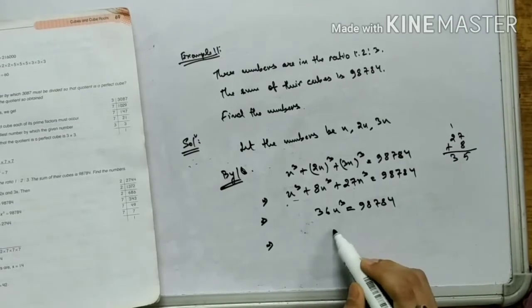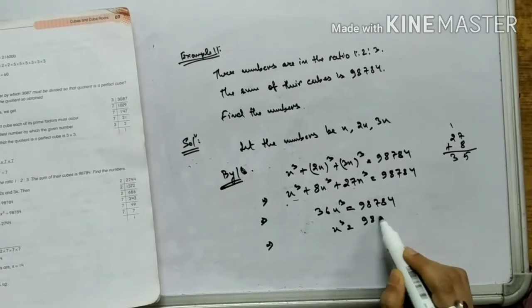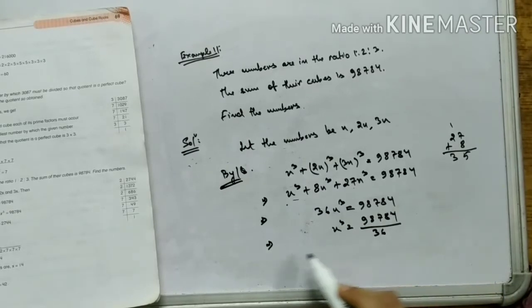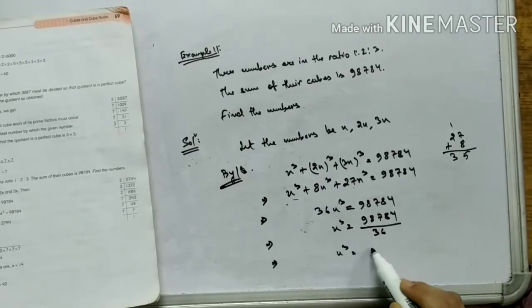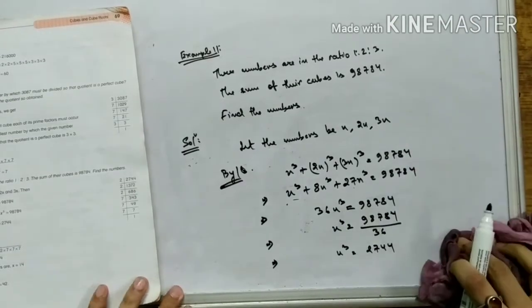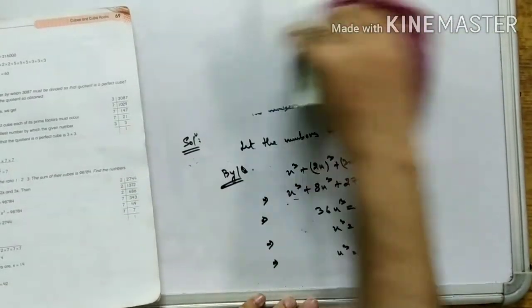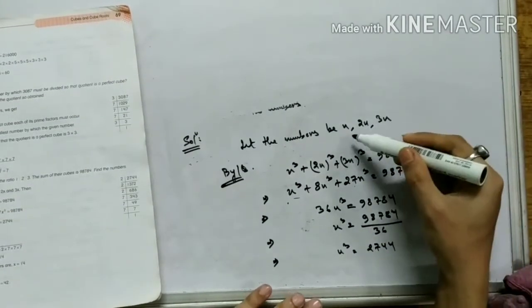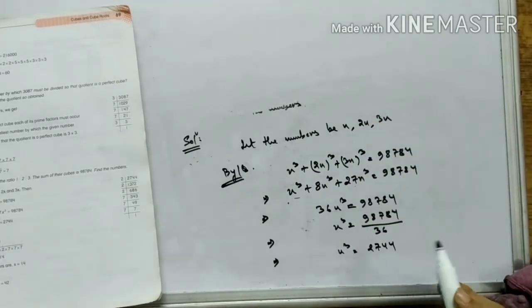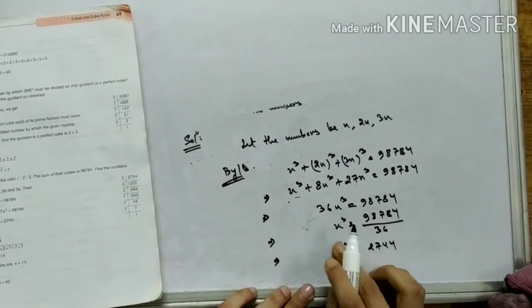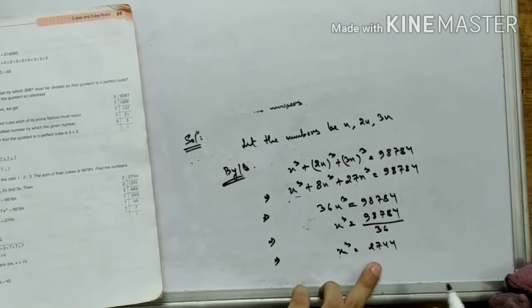Now 36 I will send to the other side, so x cube equals 98784 divided by 36. If I divide it, I will get x cube equals 2744. Now I want the value of x. If I get the value of x, I will put it in these, and then I will get the values of the three numbers. So first of all, I need the value of x. So x cube equals, I got this one.